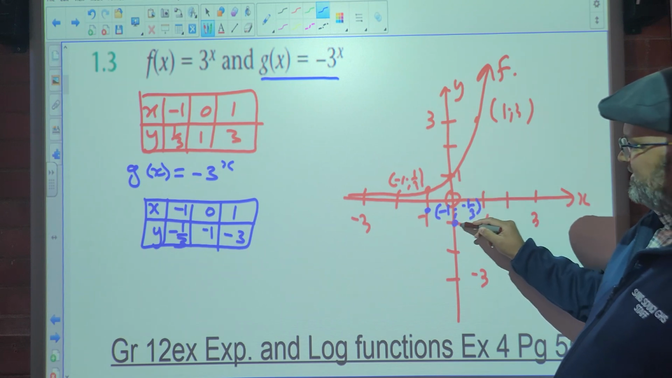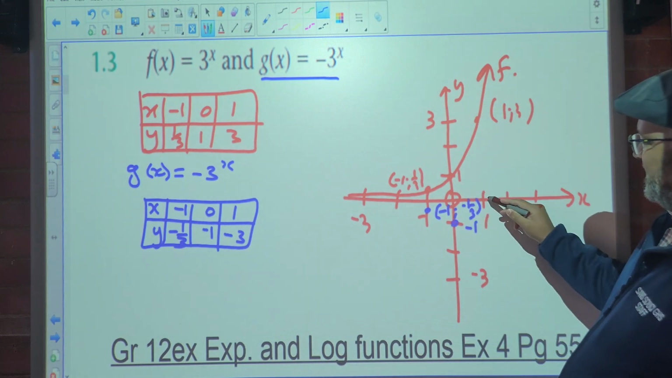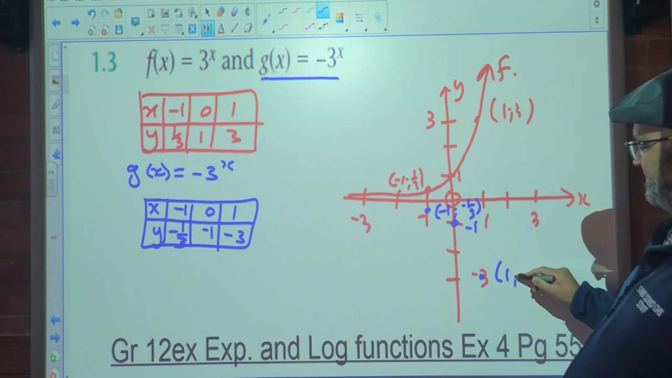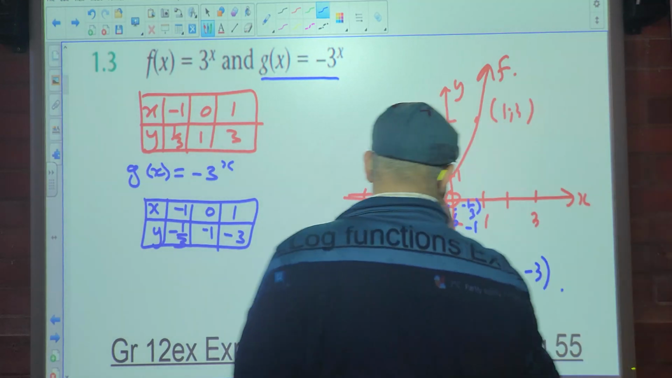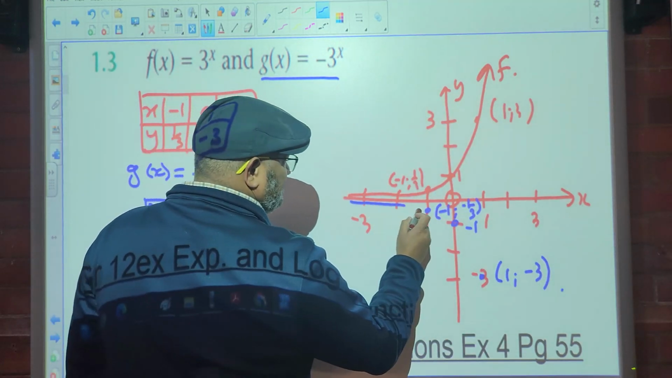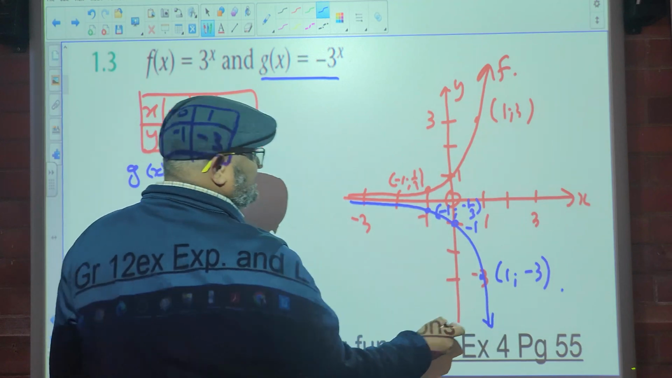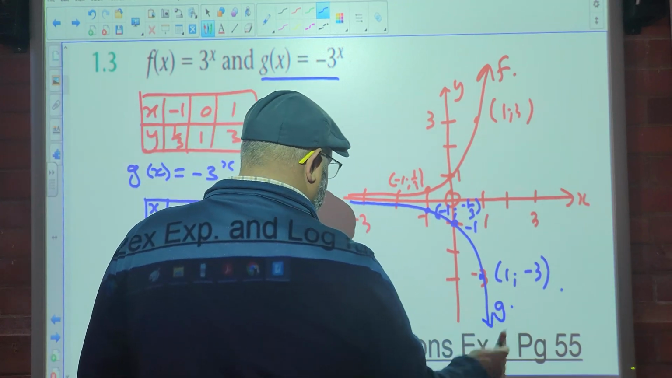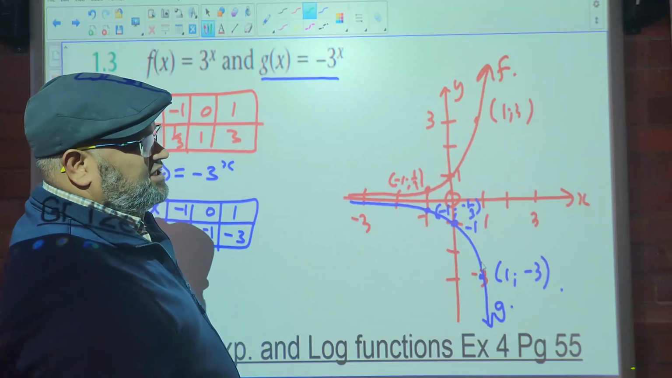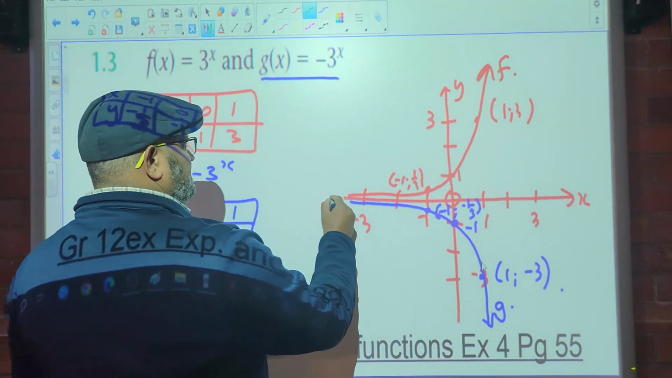If it's 0, it's 1, minus 1. And if it's 1, it's minus 3. The graph comes again close, but does not touch. This is the graph of here. But what do you notice here, people? I can actually fold it close in the line.